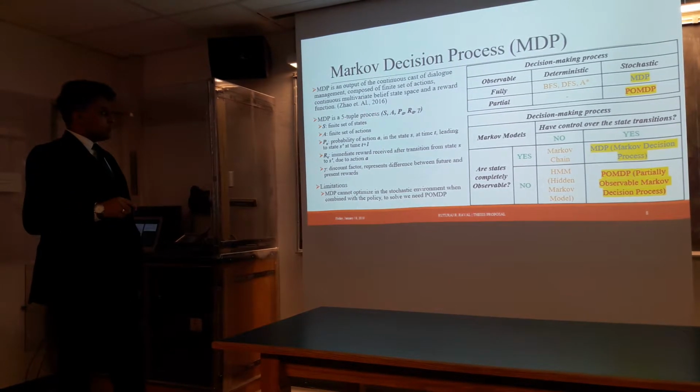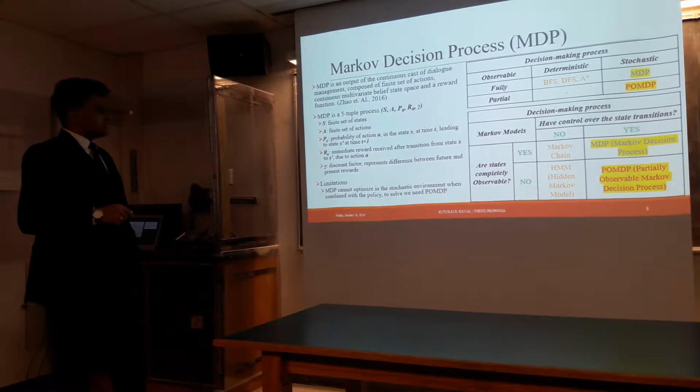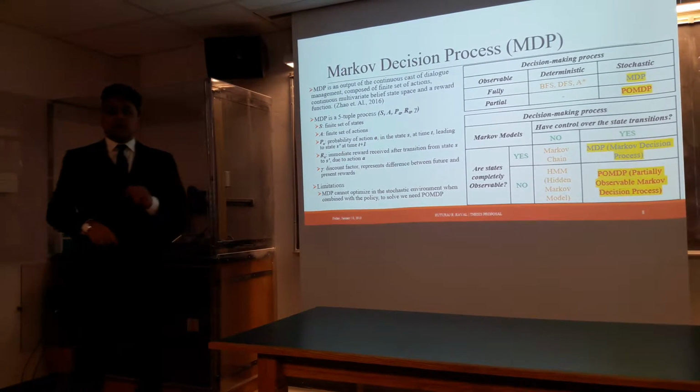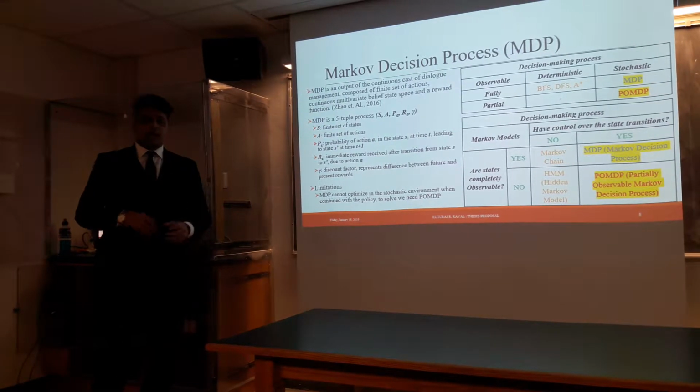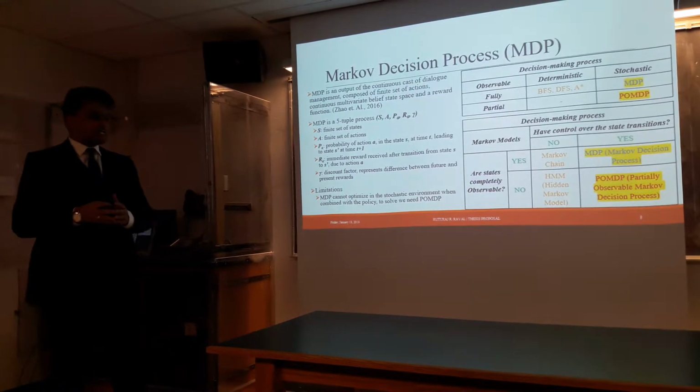MDP is a five-tuple process. S stands for the states, A stands for the actions, P stands for the probability of action A at time t for the state S, and when the time step changes to t+1, then the state is S'.